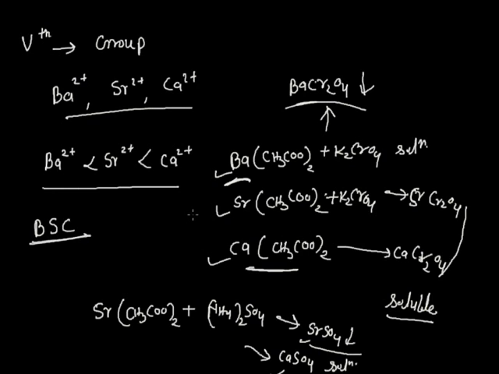So in the investigation of fifth group radicals, due to their Ksp value order, we always find them in the order of barium plus 2, strontium plus 2, and after that calcium plus 2.